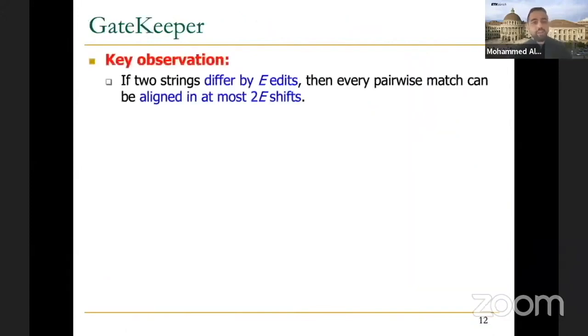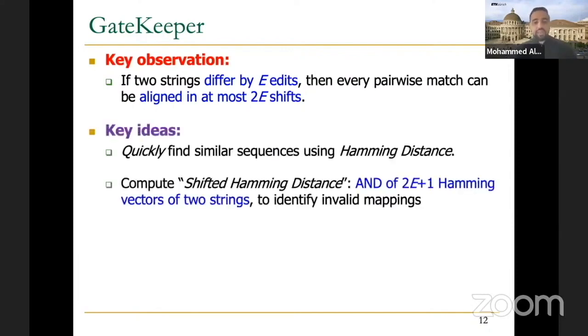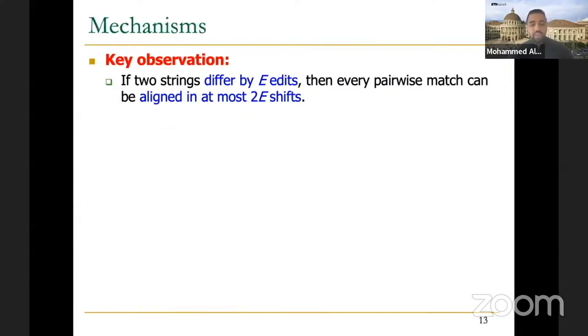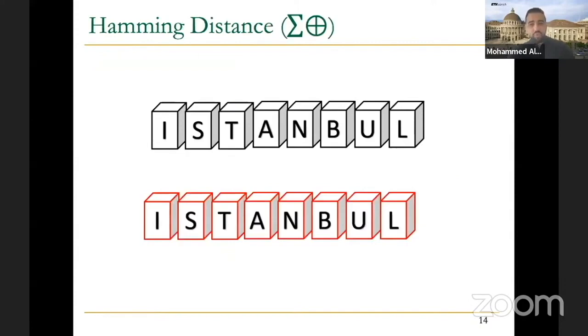Okay, so let's see the algorithm behind GateKeeper. The key observation: if two strings differ by E edits, then every pairwise match can be aligned in at most 2E shifts. And there is a nice example so you can understand these things in more detail. The key idea, as we said, is applying Hamming distance first, and then only if it is not accepted, applying shifted Hamming distance. And we use bit-parallel operations, such as SIMD, FPGA, 3D-stacked memory, and Ambit. Okay, now what does it mean to have 2E shifts that are enough to find any pairwise match?